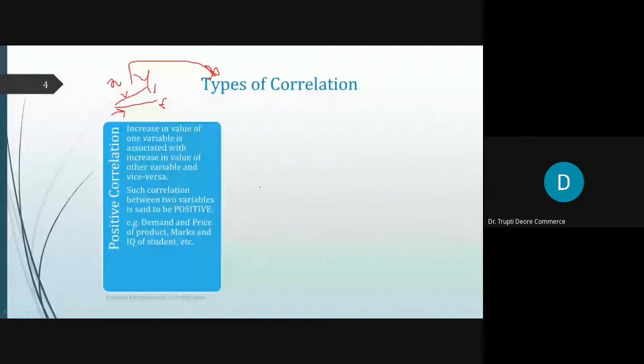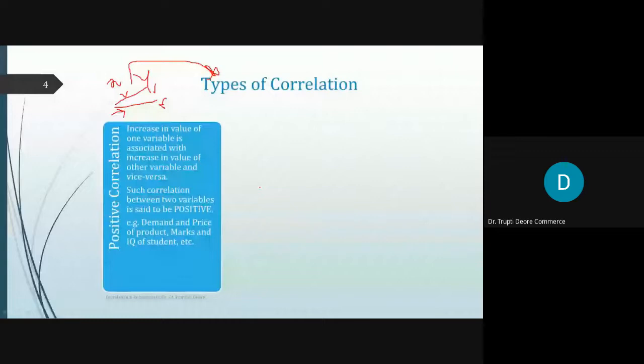positive correlation. For example, demand and price. When demand increases, price of the product also increases. Similarly, marks can be higher if the IQ of the student is higher. So these are positive correlation. It means an increase in value of one variable is also an increase in value of the other variable, and vice versa. A decrease in value of any variable, suppose x, and the same change, that is a decrease in value of the y variable, then it is called a positive correlation.